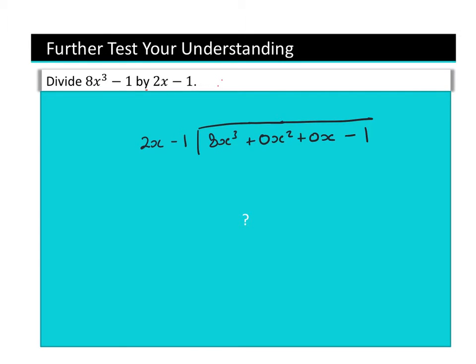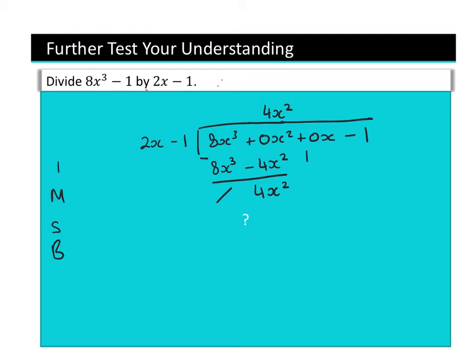So I say how many 2x's go into 8x cubed, and that is 4x squared. Remember, because I'm a silly Billy, we've done the "into." Now it's multiply. 4x squared multiplied by 2x is 8x cubed. 4x squared multiplied by minus 1 is minus 4x squared. I can now subtract. 8x cubed minus 8x cubed is 0. 0x squared minus minus 4x squared is positive 4x squared.